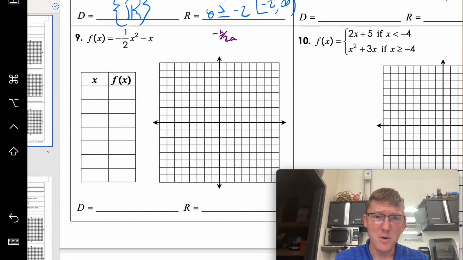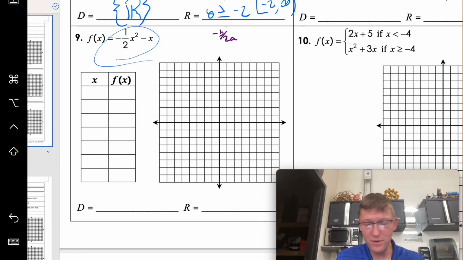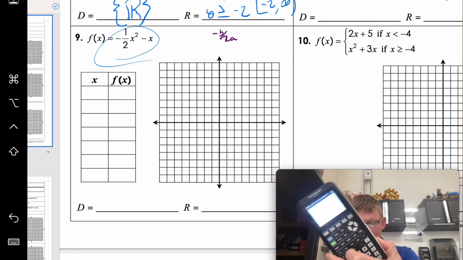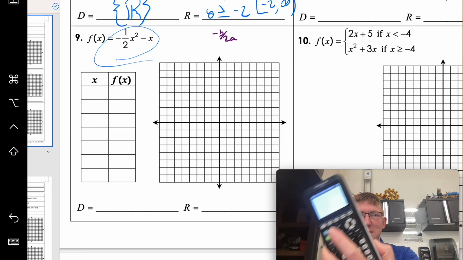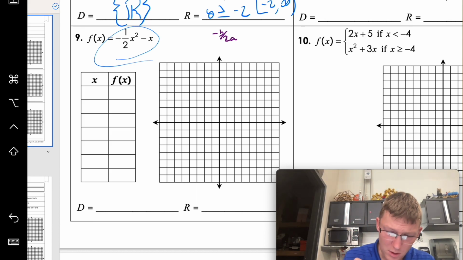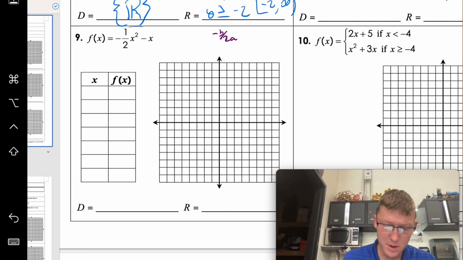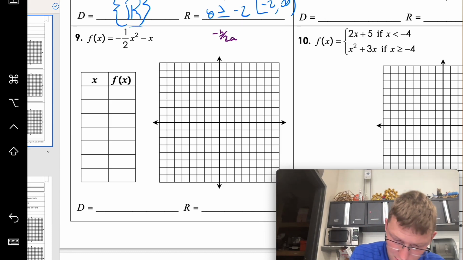Okay, I'm at number 9, and man, that just looks like a lot of math, right? So we've got some fractions, and I mentioned we have this great and wonderful device that will do all of this math for us. Yay, computers. So we do still need to find our vertex because we need to know where to start and where to look, where to find our points. So I am going to do the -b over 2a.